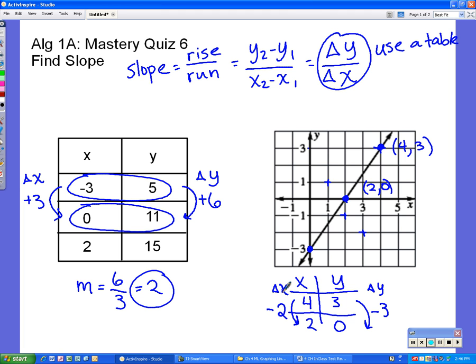Remember that the slope is change in y over change in x. So my slope is -3 divided by -2. I can simplify that because I know a negative divided by a negative is always a positive, so my slope is positive 3 over 2.